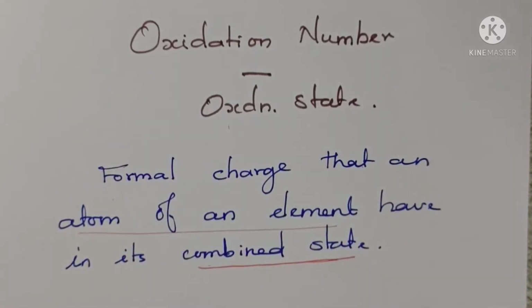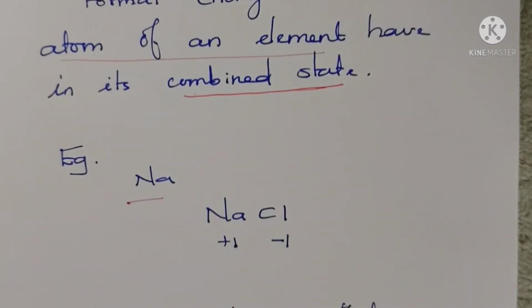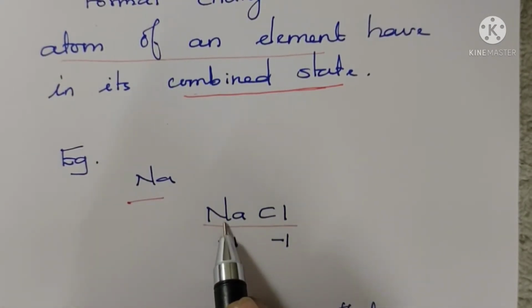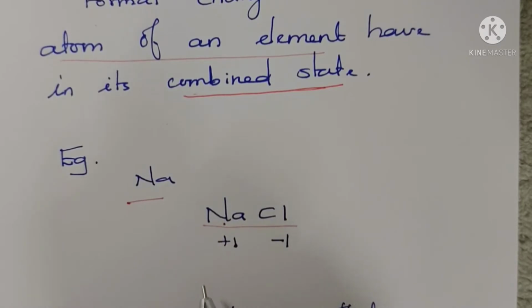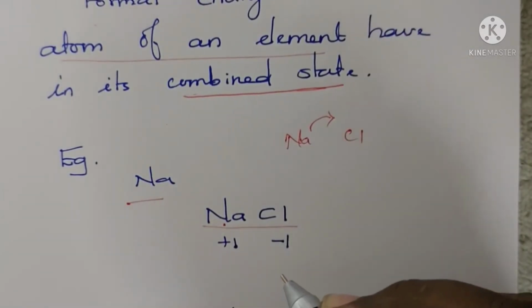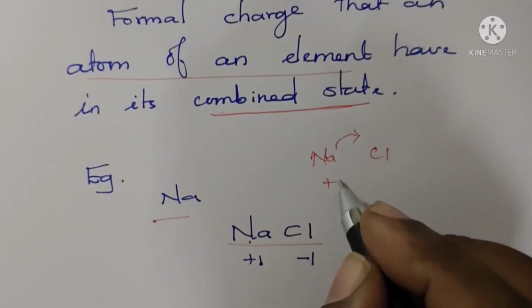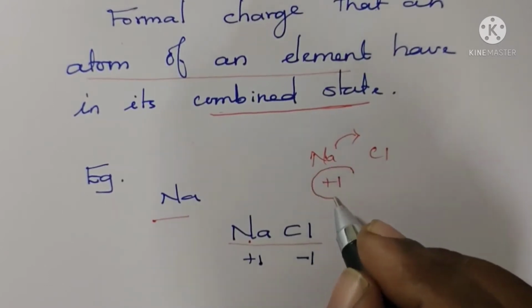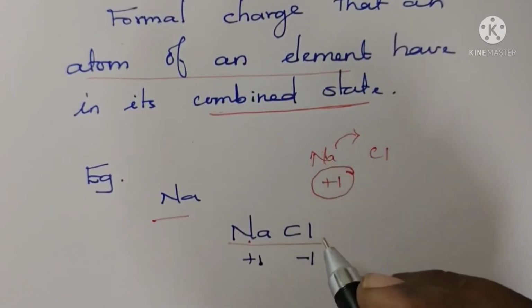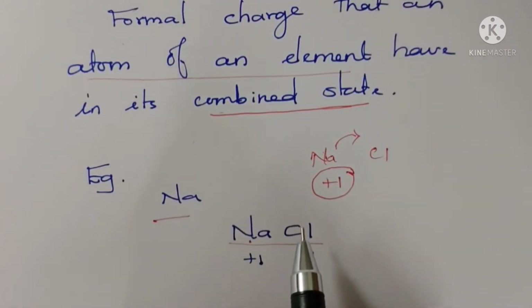For example, let us consider an element, the familiar element we know, that is sodium. Consider one of its combined states, sodium chloride. What about the charge of sodium in sodium chloride? During the formation of sodium chloride, sodium gives one electron to chlorine. So what is the charge carried by sodium? Sodium is carrying +1. So +1 is the oxidation state of sodium in sodium chloride.